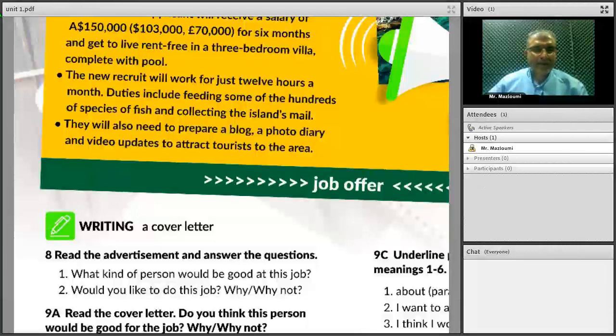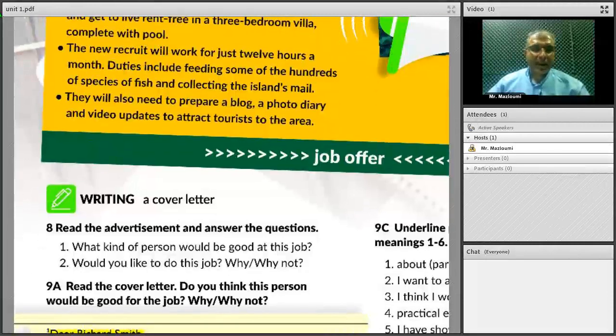They will also need to prepare a blog. The new recruit, the employee, they should prepare a blog, a photo diary. They should take photos, yes, they should upload photos, and video updates. They should just update videos to attract tourists to the area, to make tourists come and visit the area.